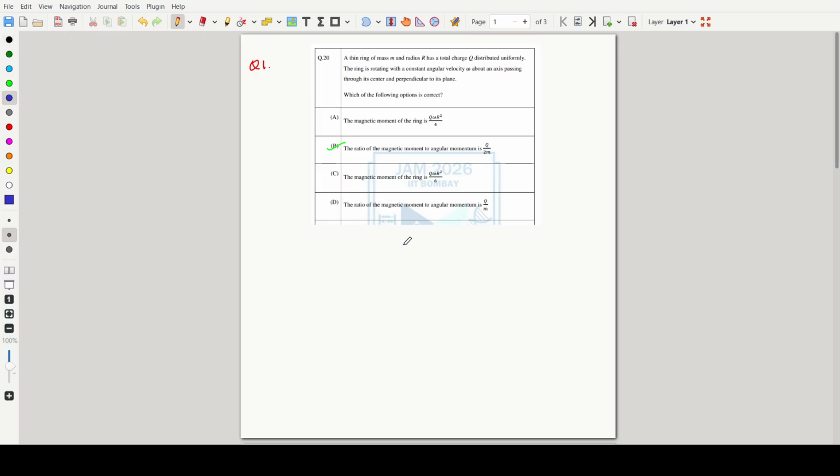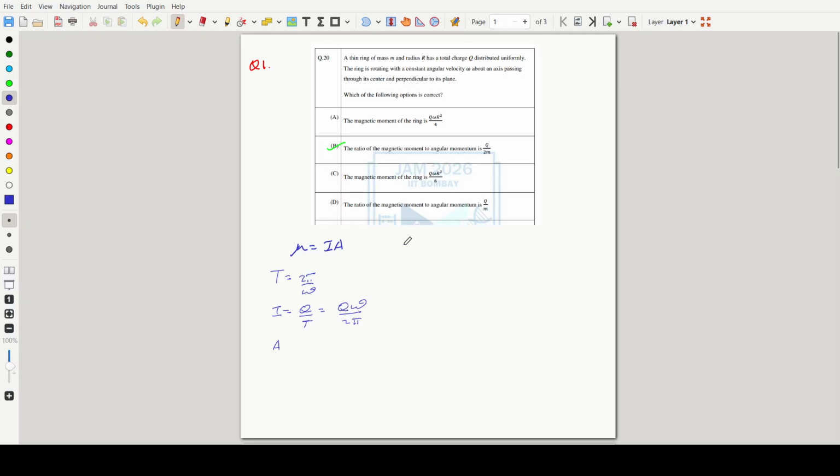So this first question asked me for the magnetic moment, and the magnetic moment mu is given by I times A. To find I, I first find the time period of revolution, which is 2 pi over omega, and omega here is constant. So then I would just become Q, the charge, over the time period. So it's Q omega by 2 pi.